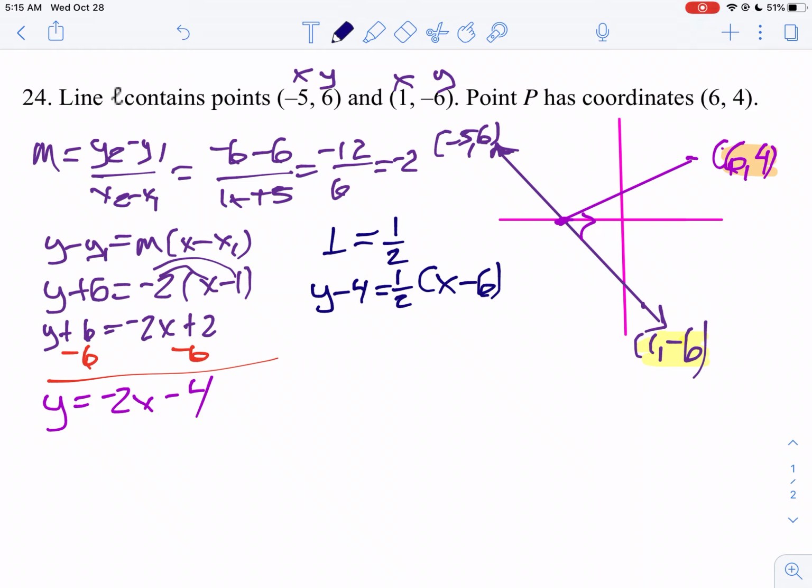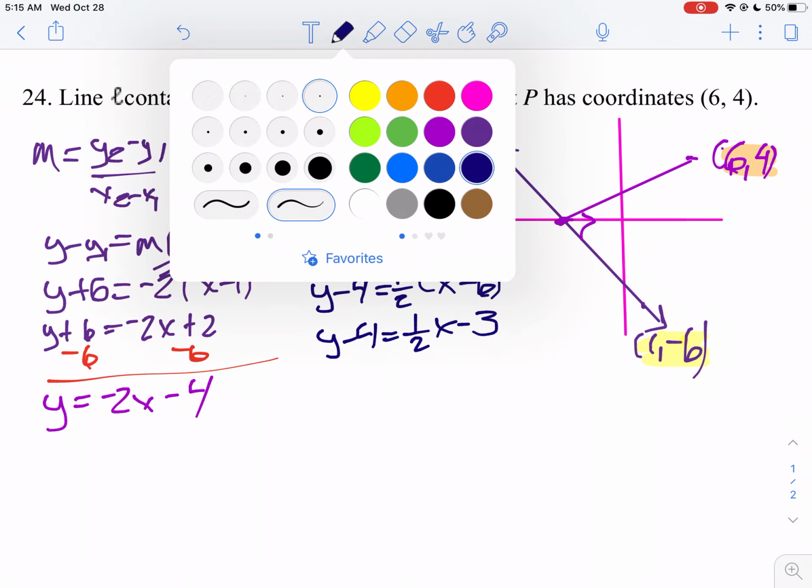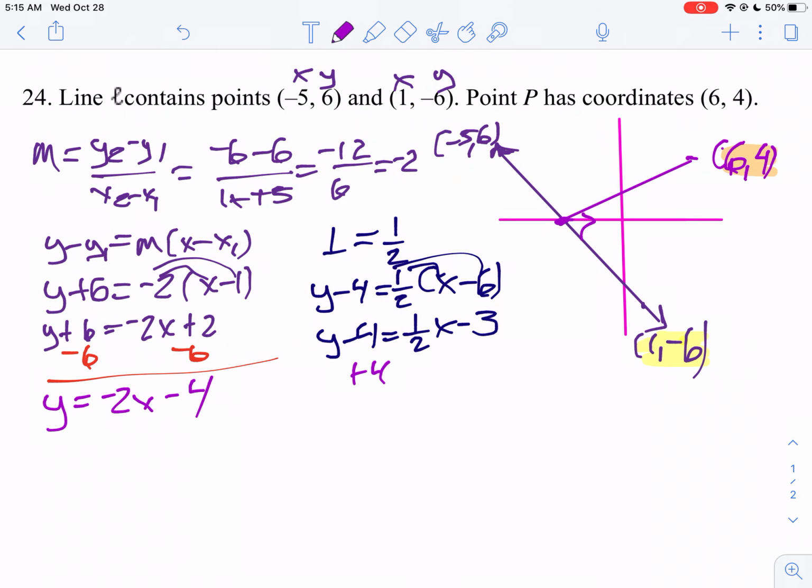minus 6. Well, I'm going to rewrite that in slope-intercept form, so I'm going to distribute my 1/2. So we're going to say y minus 4 equals 1/2 x minus 3. And then we're going to add 4 to both sides. So y equals 1/2 x plus 1. And that kind of looks like what that line should be, because notice the line is going up. And it could cross about 1, although I don't have any grids because I'm freehanding this.